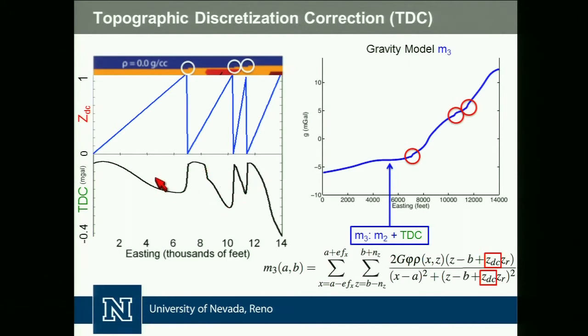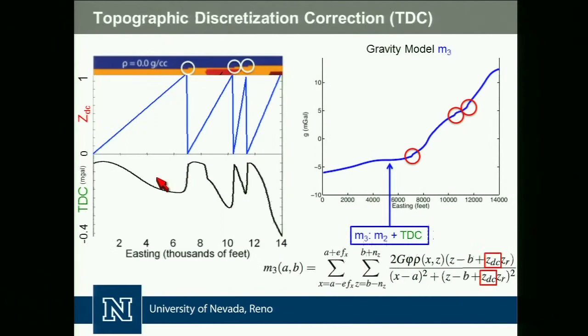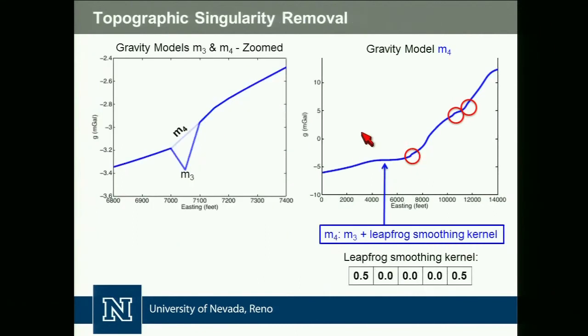We add that correction to the previous model, and you can see that it has the effect of removing those singularities. Now, this looks pretty good. However, when we zoomed in on this element right here, we found there were still singularities at each step. These are due to the missing mass below those stations when you move upward in the adjacent elements.